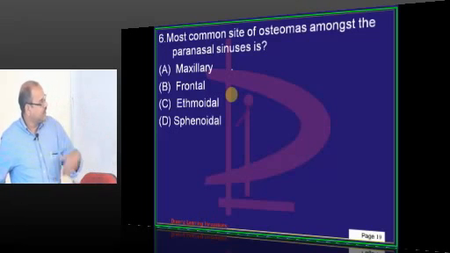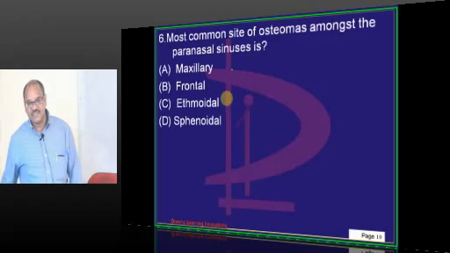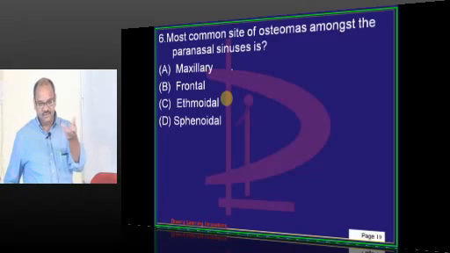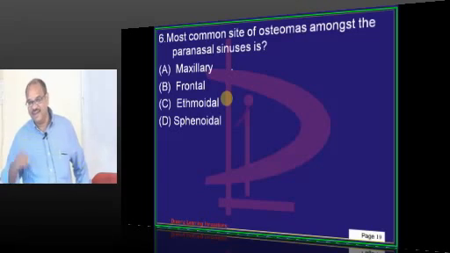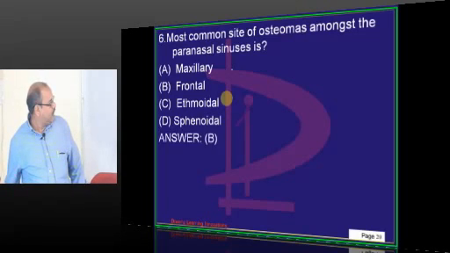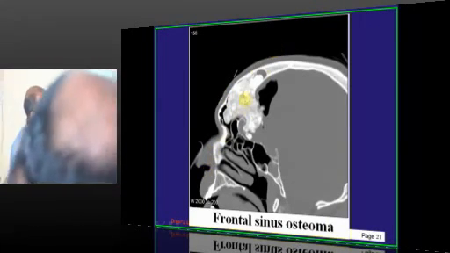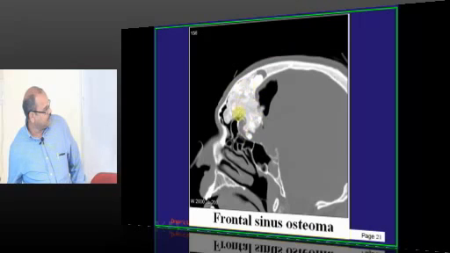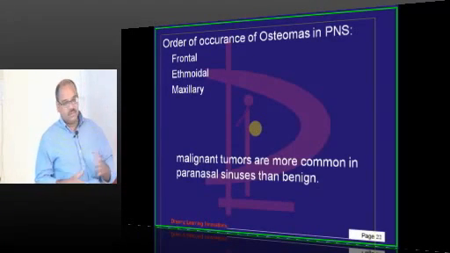That is, what is the next most common site of osteomas of the paranasal sinuses? Osteoma is a benign tumor. Ethmoid, you are right. Ethmoid. This is the osteoma, frontal sinus osteoma, CT scan of the frontal sinus showing the osteoma like this. Order of occurrence of osteomas is frontal, ethmoidal, maxillary.